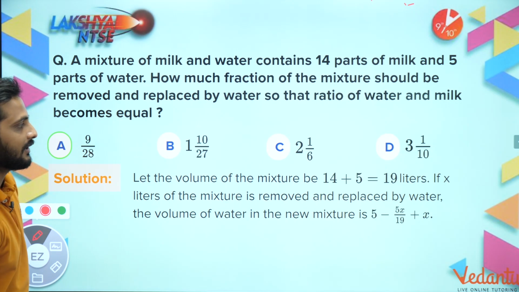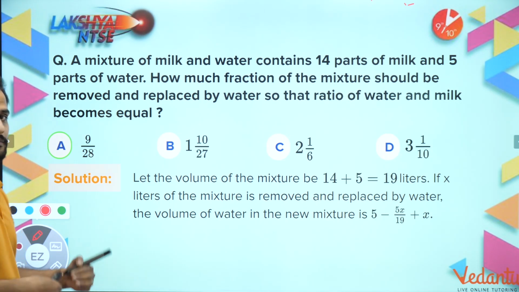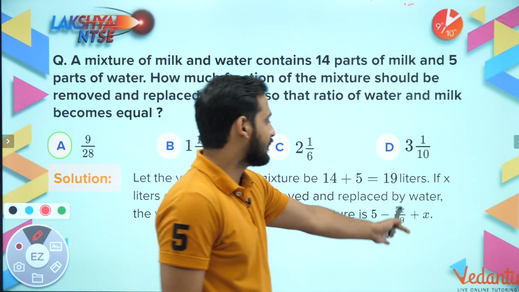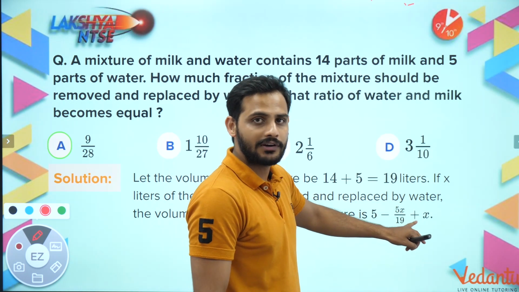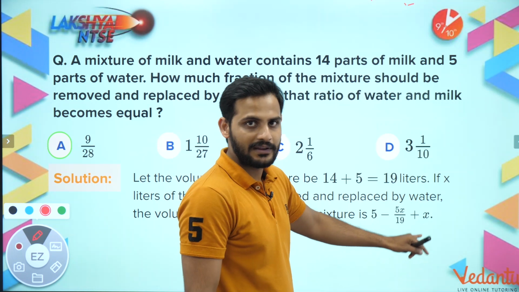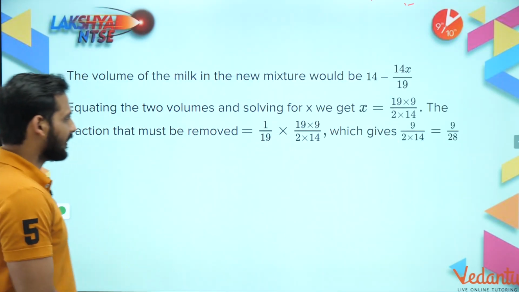Let the volume of the mixture be 14 plus 5, 19 liters. So if x liters of the mixture is removed and replaced by water, the volume of water in the new mixture is 5 minus 5x by 19. Why? Because the milk which has been removed will be in the ratio of 5 by 19. So 5 by 19 of the milk is removed and x liters of the water is added. So that makes it quite difficult to understand.